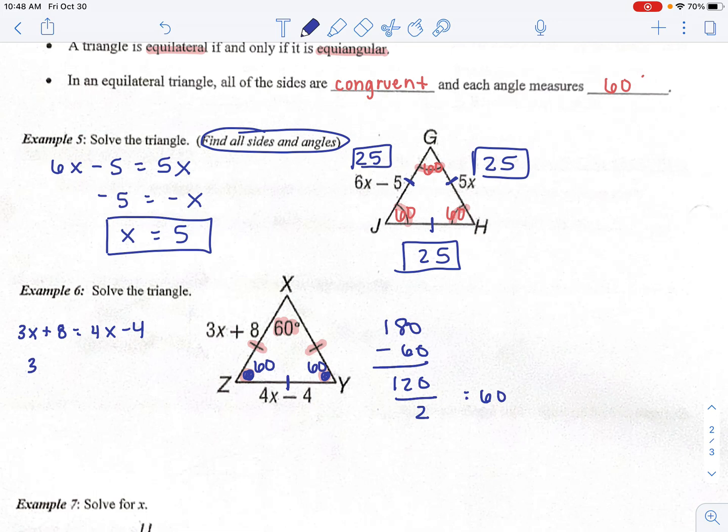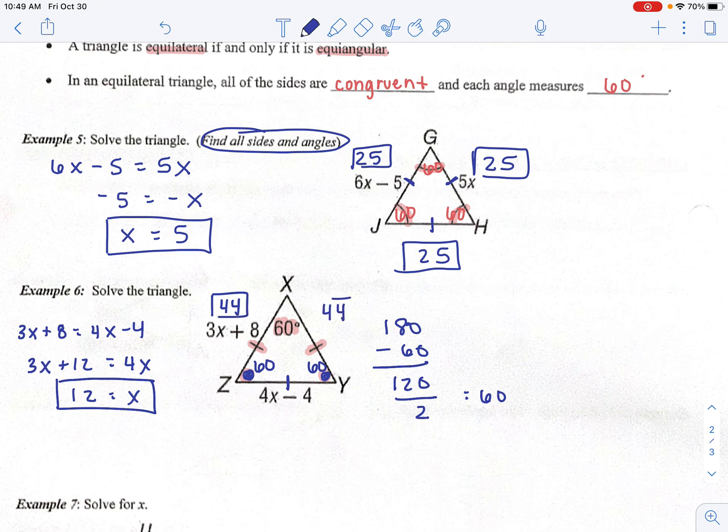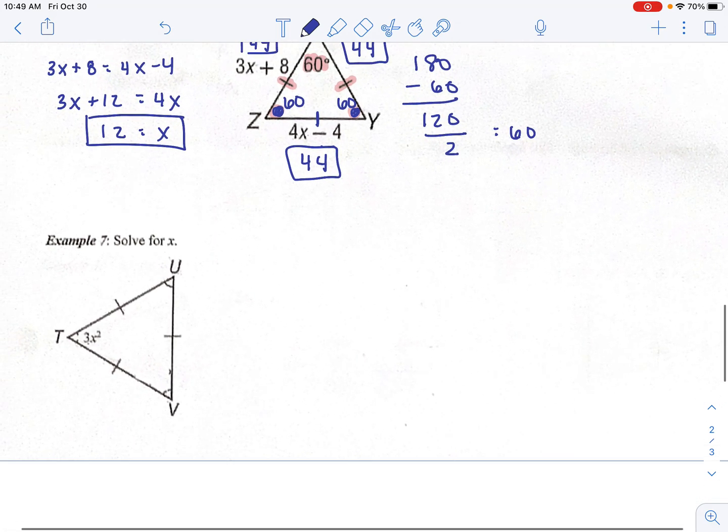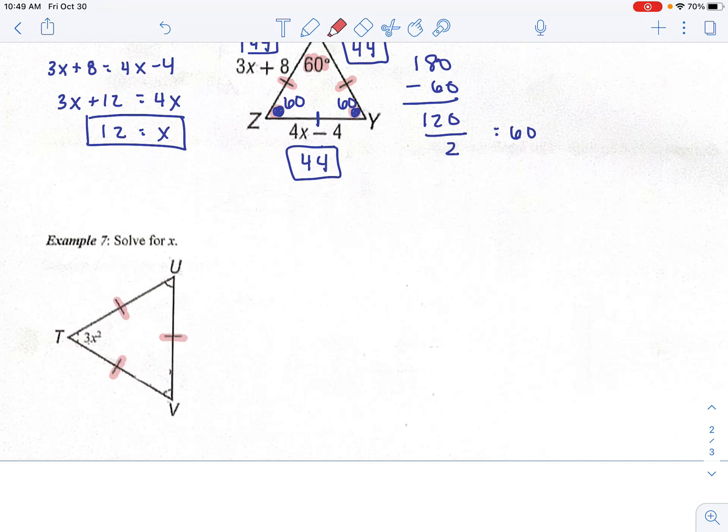Which means I can do 3x plus 8 equals 4x minus 4. I'm going to add 4 to both sides, and I'm going to subtract that 3x. And I get x is 12. I'm going to plug that back in. So 3 times 12 is 36. 36 plus 8 is 44. And since this is an equilateral triangle, I know all the other sides are 44 as well.